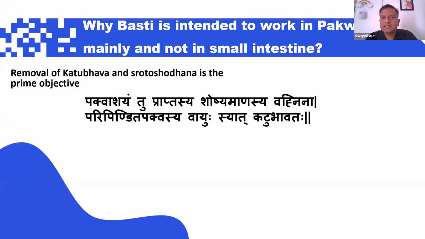So why is Basti intended to work mainly in the Pakvashaya and not in the small intestine? Whenever a BAMS student comes, he asks why we are treating the colon if the disease is somewhere else, in the joints or in the brain. What is the need to approach the colon for it? The answer lies in the Avastha Pak explained in Charak Samhita: Katubhava is responsible for Vayu. Whenever the bolus of meal we take comes to the Pakvashaya, it gets dried, and the Pakva part has Katubhava, because of which Vayu is produced. So the production of Vayu is basically in the Pakvashaya, and that is the main reason why Acharya selected the Pakvashaya as the site where we should act.